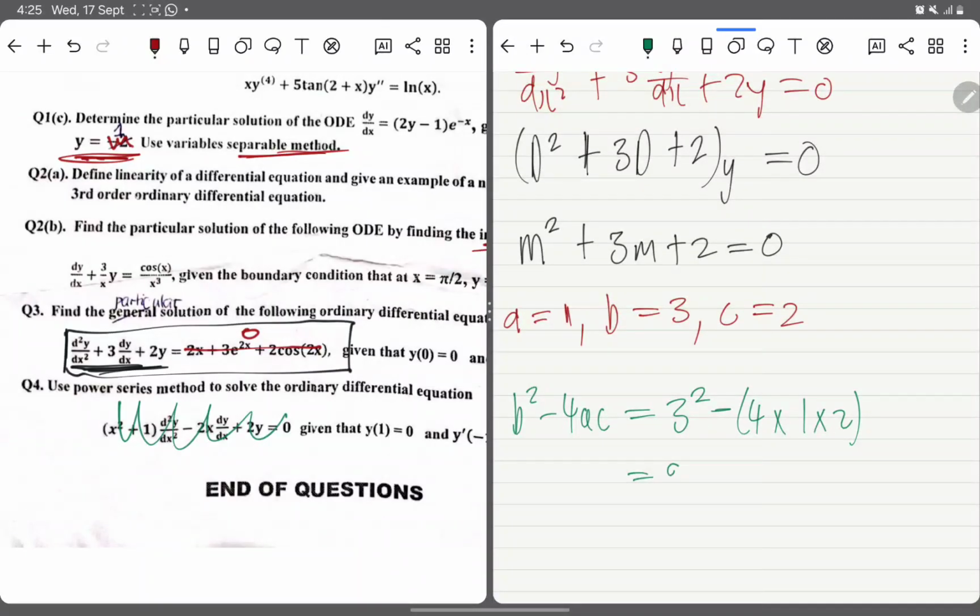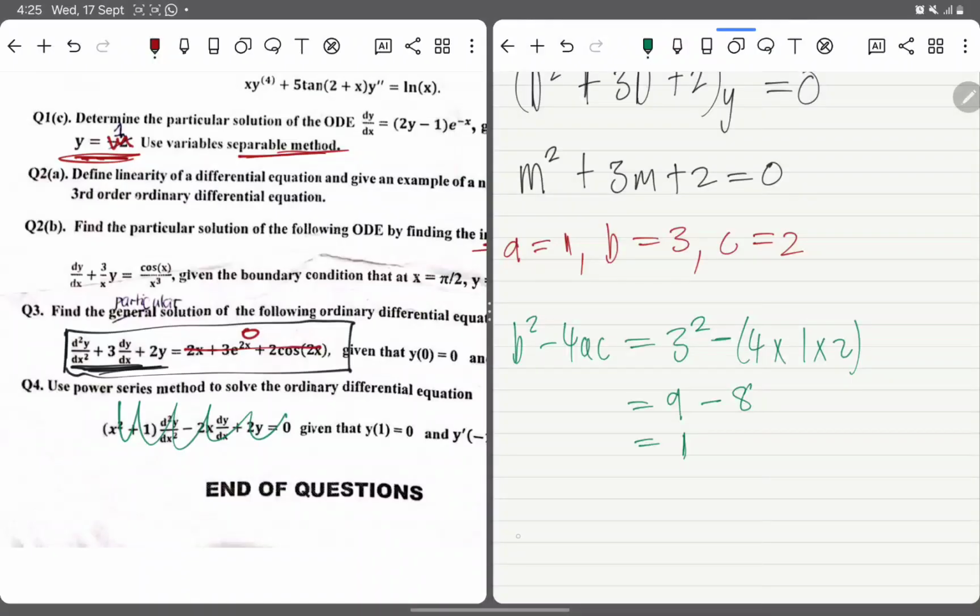So in this case it's going to be 3 squared, 9, minus 4 times 1, 4 times 2, 8. So it's 9 minus 8, which is 1. So b squared minus 4ac is 1. Now we're going to say here m is equal to negative b plus or minus the square root of b squared minus 4ac all over 2a.